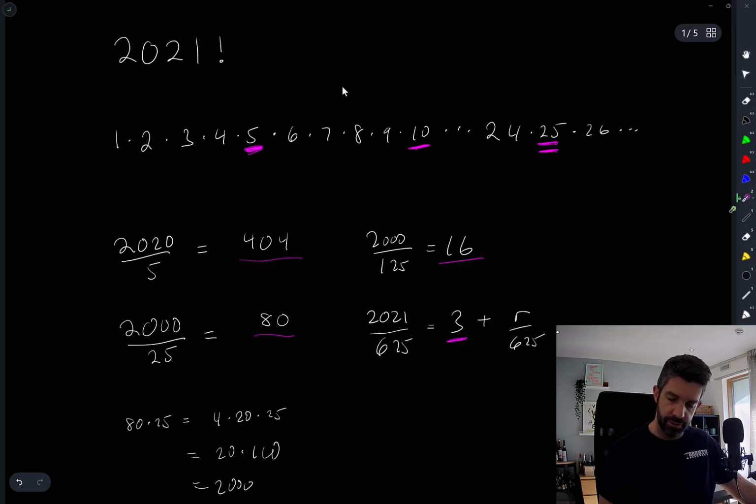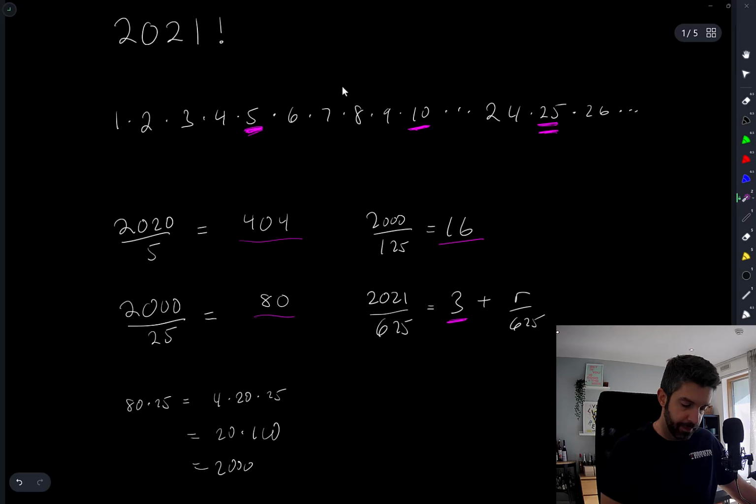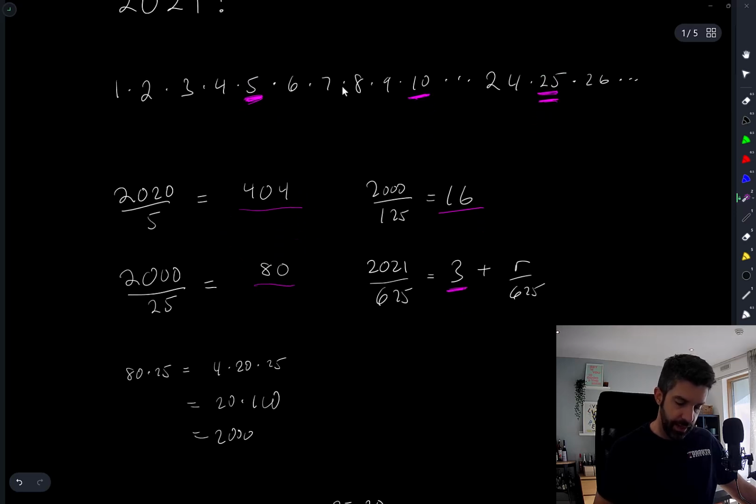So let me sort of just reiterate what I've done. Write out all the numbers from 1 to 2021. You want to count all the multiples of 5. That's what we did here. And then you want to count all the multiples of 25. That's what we did here. Count all the multiples of 125 and of 625 and so on.